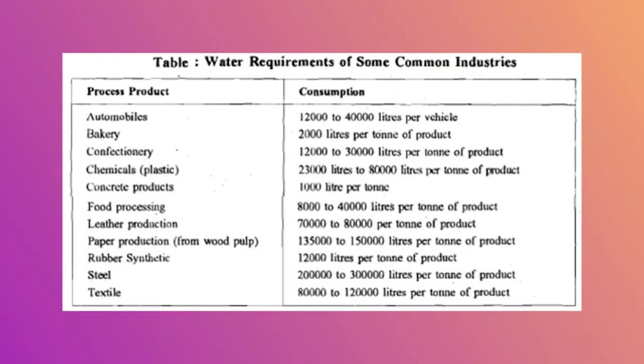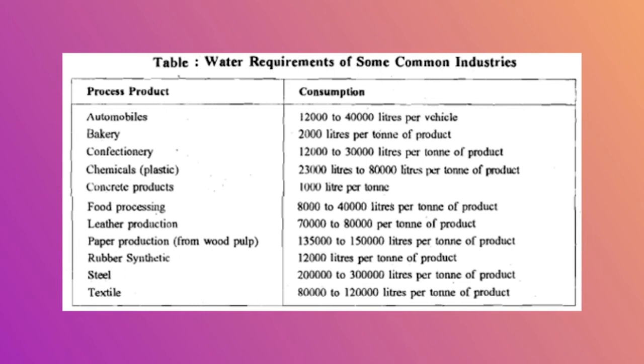So here are some water requirements of some common industries. For example, automobiles: there is consumption of 12,000 to 40,000 liters per vehicle. In the bakery industry, the water requirement is 2000 liters per ton of the product. In chemicals, where plastic work is going on, 23,000 to 80,000 liters per ton of the product.